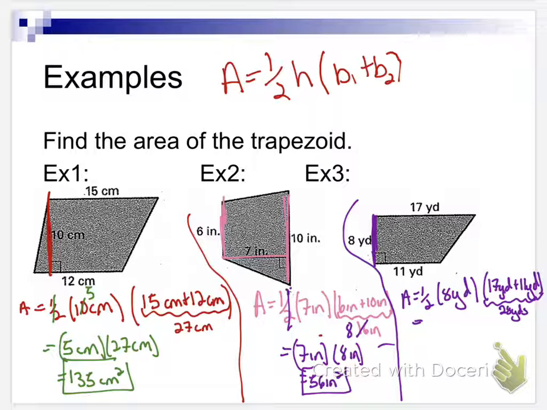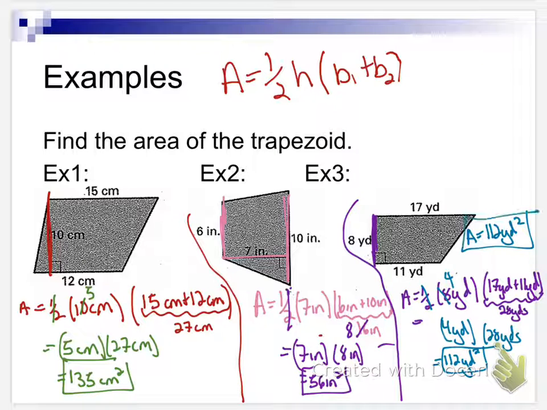So we're going to do 1/2 of 8, which is 4. End up with 4 yards times 28 yards. 4 times 28 gives me 112 yards squared. Okay, again, I can't tell if it's underneath that symbol, so I'm going to write it up here. Let's try that again. A equals 112 yards squared.